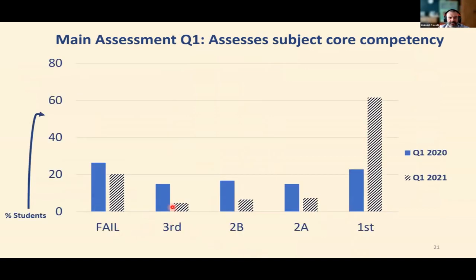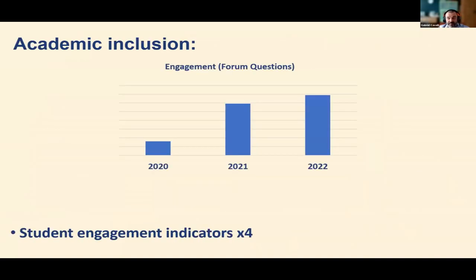The solid bars are the percentage of students that obtain different marks in that particular question, the solid bars before implementation, the striped bars after implementation. And you can see a clear shift, particularly for students who were getting only partially right before, are actually pushed all the way up. And as I said before, there's a significant increase in engagement.